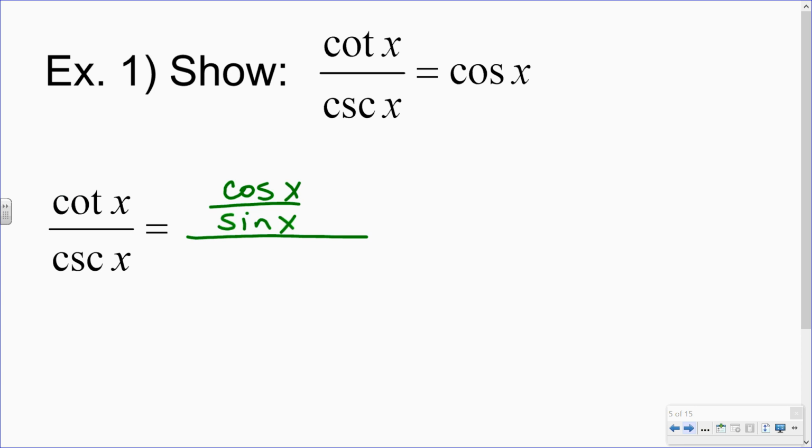What can I do with cosecant? What can I do with that one, Reed? So 1 over the sine of x. Everybody good with that so far? Now we've got a complex fraction inside of a fraction. And what do we do whenever we have fractions inside of fractions? Mia?